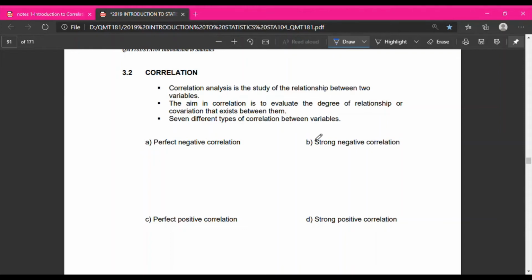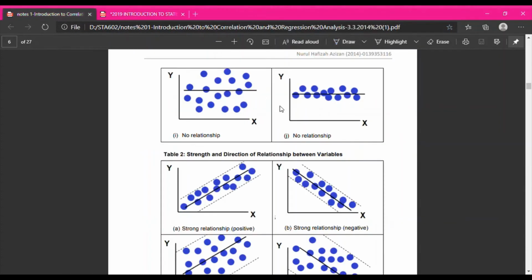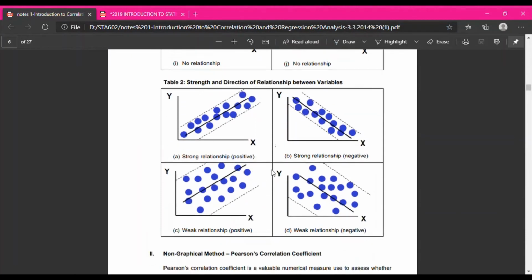So kat sini saya nak tunjuk dulu macam mana rupanya when there is positive relationship. Okay. So I tunjuk di sini. This is the example untuk A ni. This is the example of positive relationship sebab dia punya trend is increasing. Kalau trend increasing, you akan it is the positive relationship.